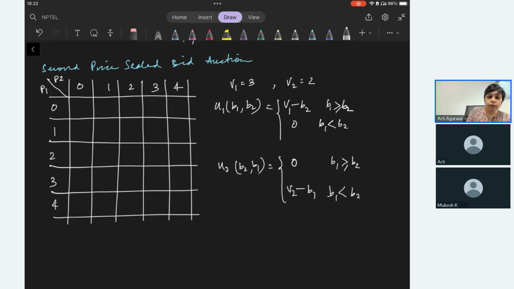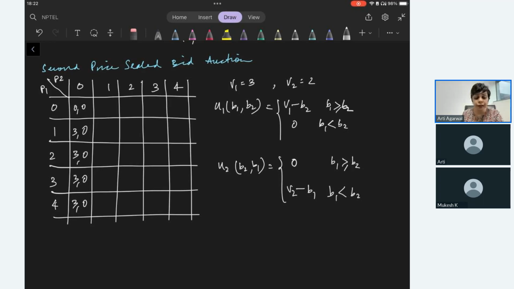Okay, so if they both bid 0, nobody wins, so they get 0 and 0. Now if P2 is bidding 0, right, and P1 is bidding something else, what is going to happen? P1 is going to win, and P2 is anyways going to lose. He's bid 0. So P1 is going to win, and if he is bidding 1, he wins, and his valuation is what, 3. But what is he going to pay? He's going to pay 0 because the other guy has bid 0. So he is going to win, and he gets 3. If you see, in all of these cases, the payoffs are going to be 3, 0.